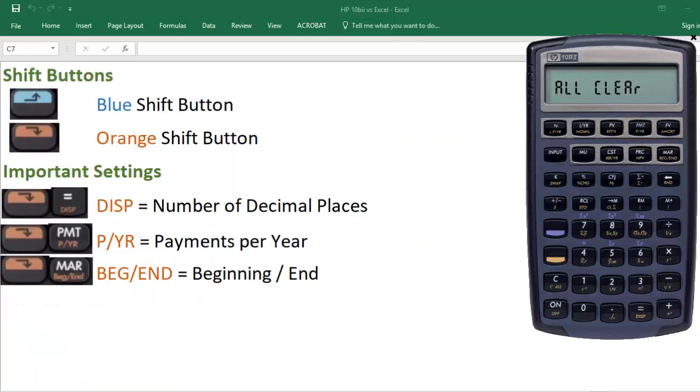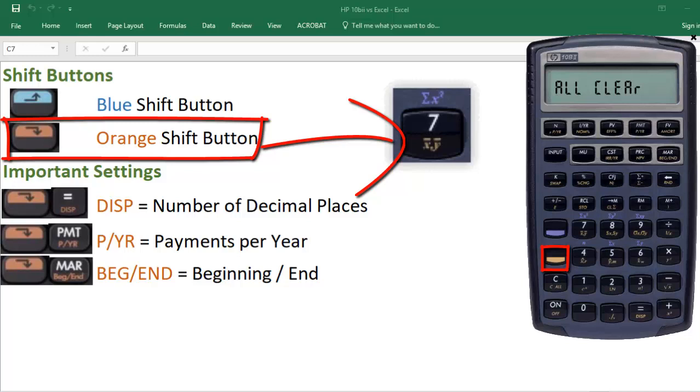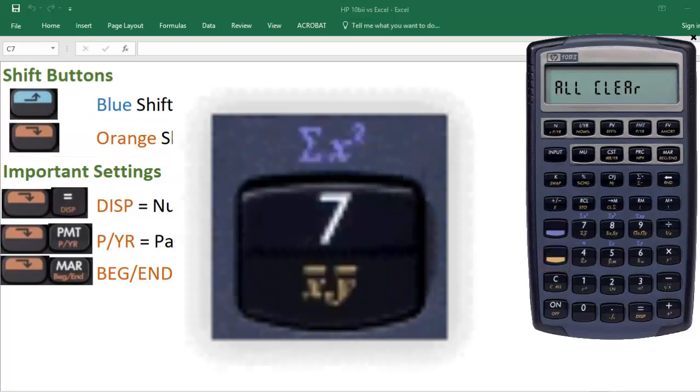You will notice that there are also 2 shift buttons. There's a blue shift button and an orange shift button. When you look at the keys, you will notice that they either have blue writing, white writing, or orange writing. The white writing is just normal. The blue writing, you push the blue shift button and then the key. And for the orange, similarly, you push the orange shift button.